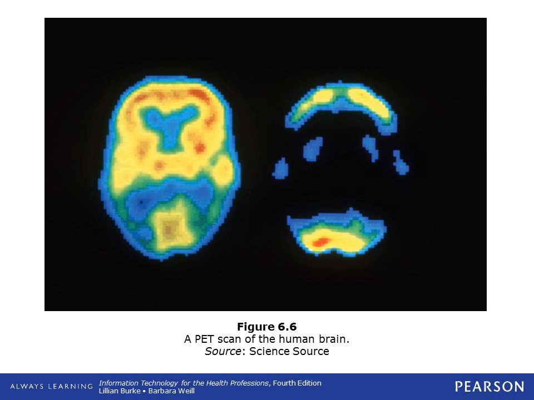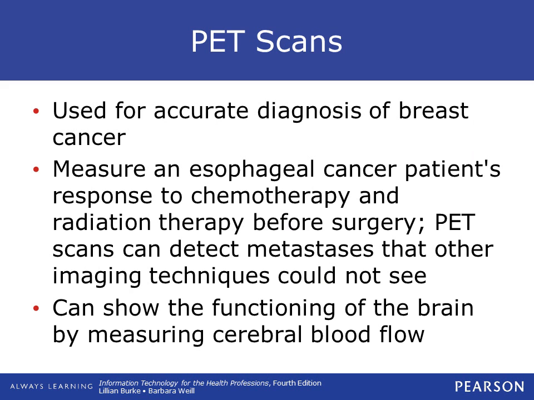I put a picture in here, figure 6.6. It's just a figure of the human brain itself. PET scans can be used for the accuracy of breast cancer in both male and female, most of the time female.